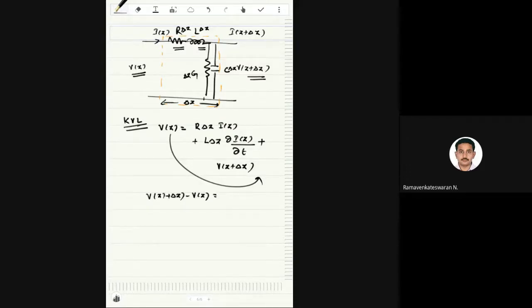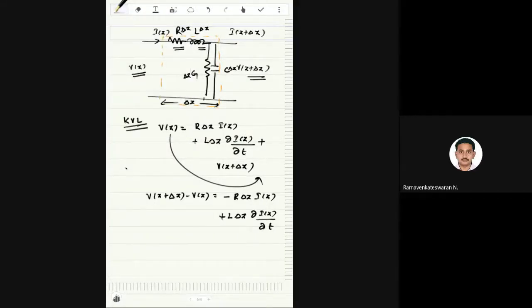Can I bring the other terms to the other side? So R into del Z, I of Z, plus L into del Z, dou I of Z by dou T. This is one way of writing it. Probably I've written an extra thing here, Z plus del Z.